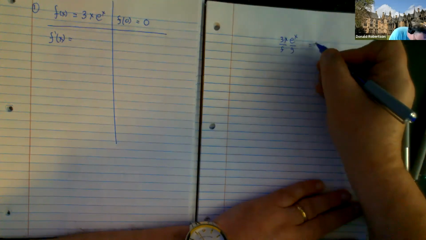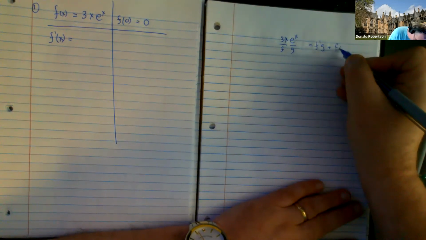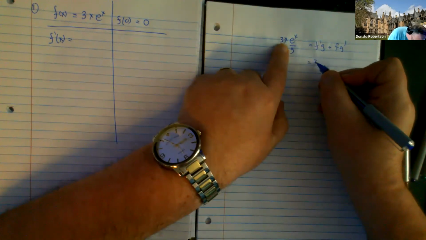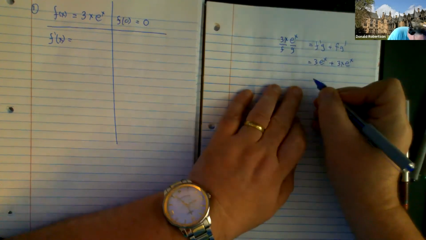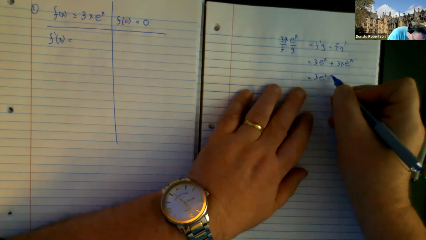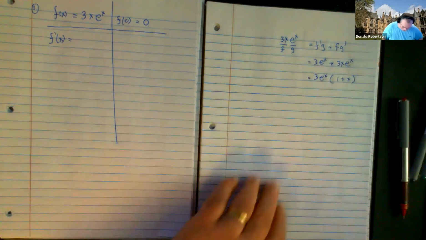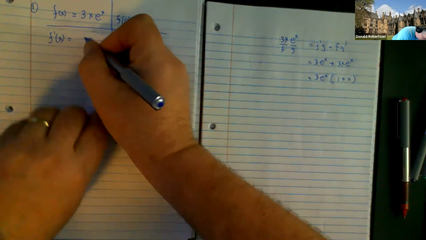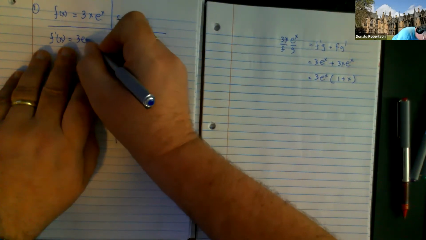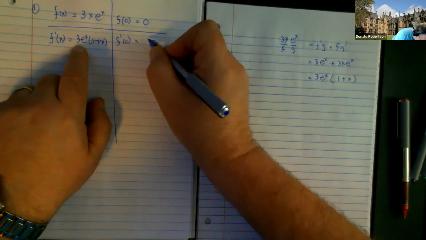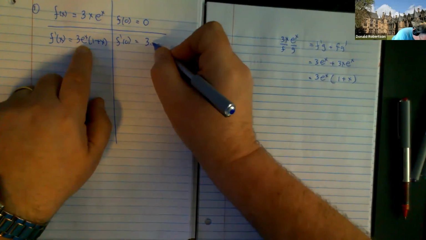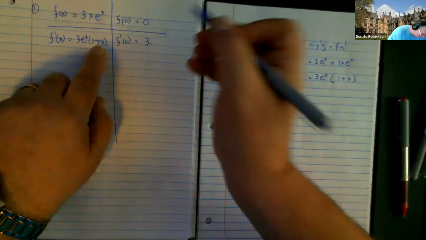If you want to differentiate that guy, you're going to have to use a product rule, agreed? f dash g plus f g dashed. So you're going to get 3 times e to the x plus 3x e to the x. And that's going to be 3 e to the x, 1 plus x. Now the first derivative at 0 is 3 times e to the 0 times 1. So it's just basically 3.